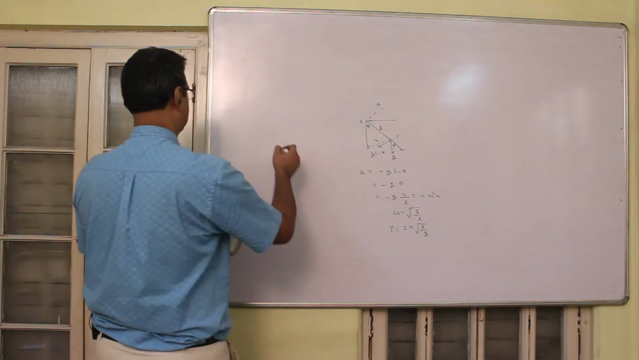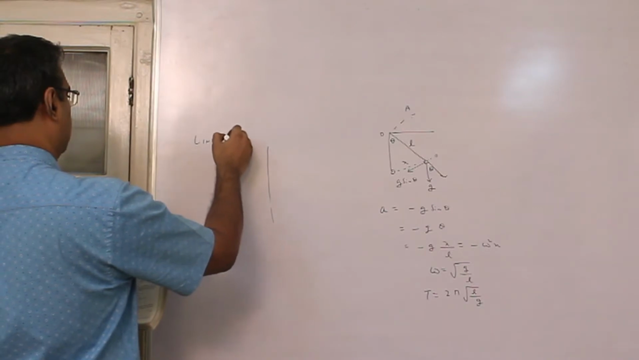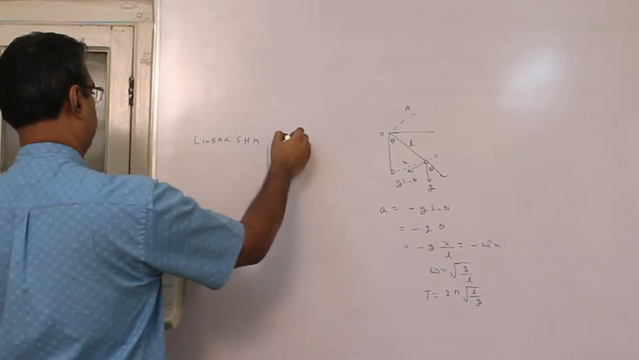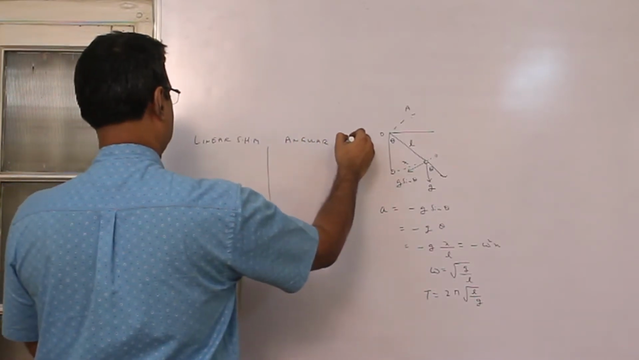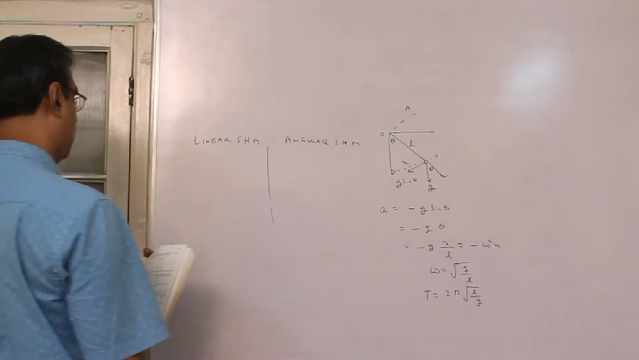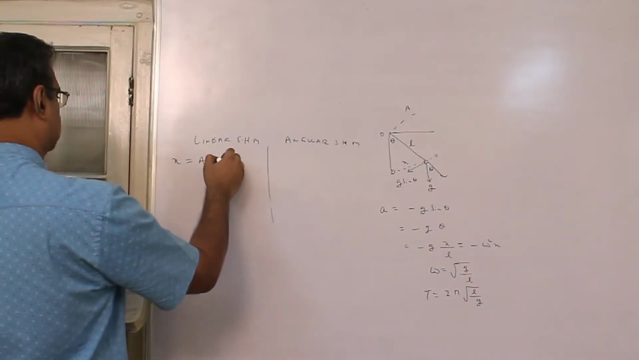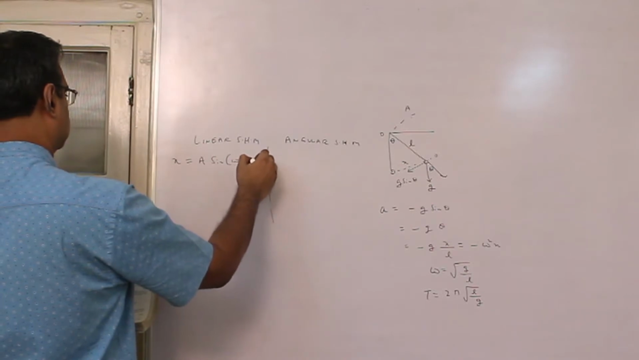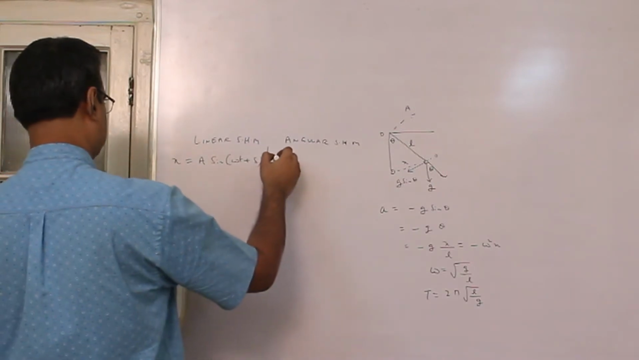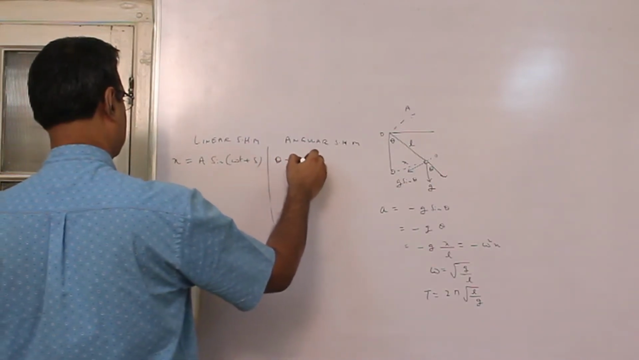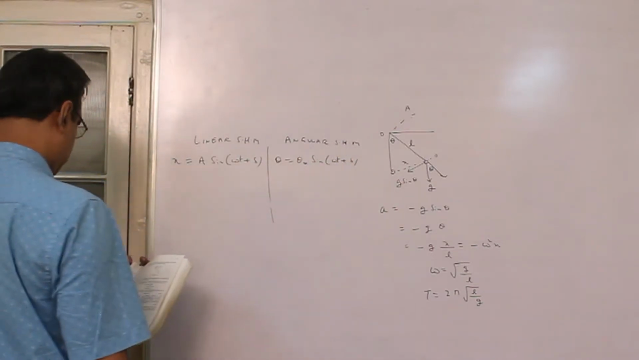Now there is another way to analyze SHM. Whatever we have been doing just now, that is called linear SHM. So there is another way of studying SHM, that is known as angular SHM. In linear SHM, x is a sine omega t plus delta, and here theta is theta 0 sine omega t plus delta.